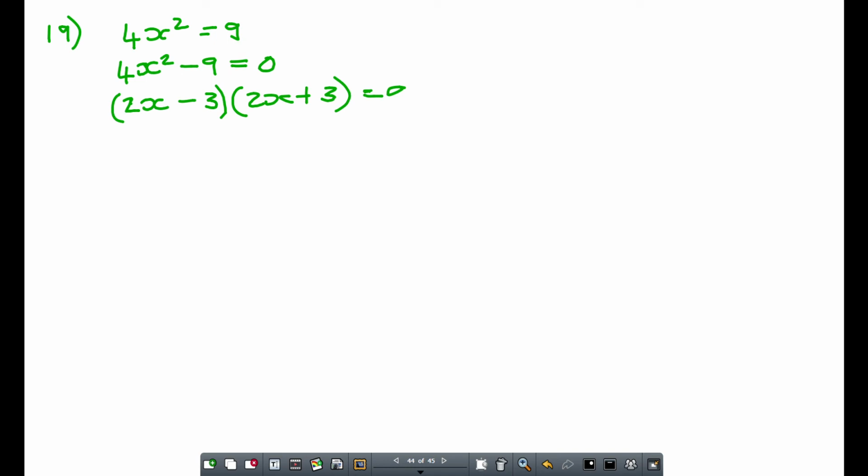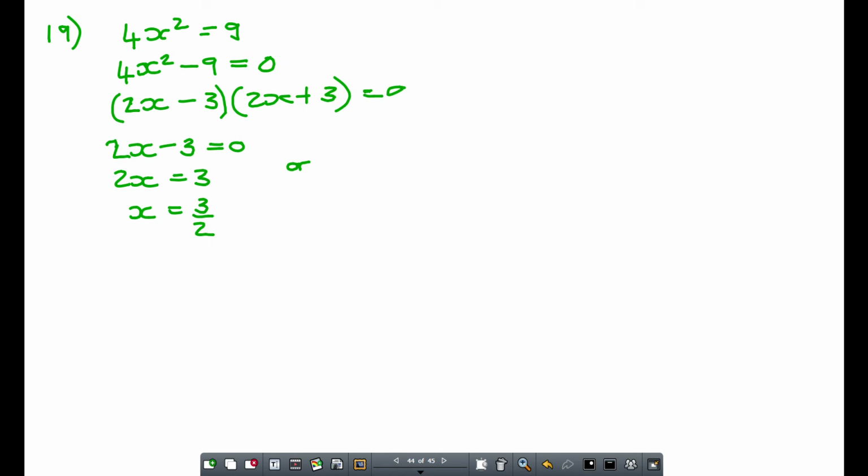Okay, so I'm going to show you how we got that x. I make the first bracket equal to 0. So take the 3 over. Then get rid of the coefficient. So x will be 3 over 2. You guys fine with that?